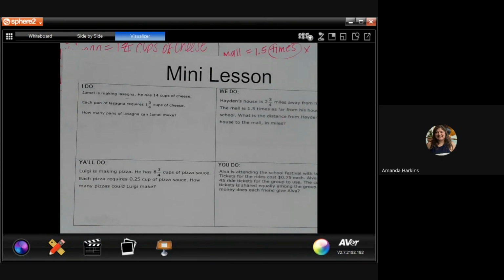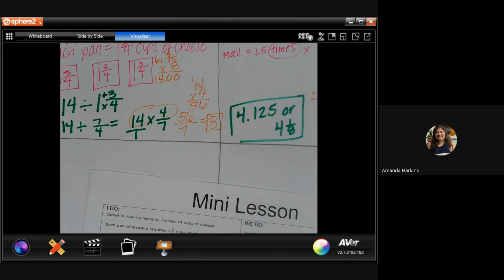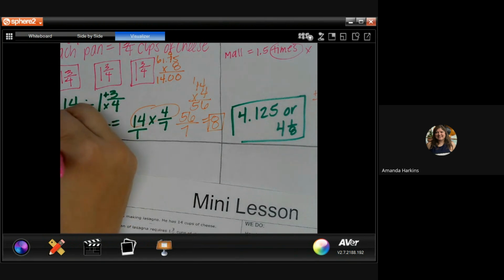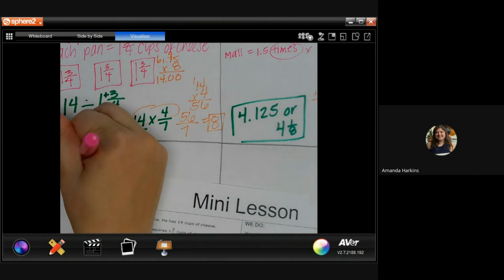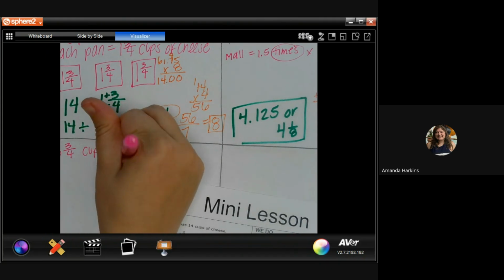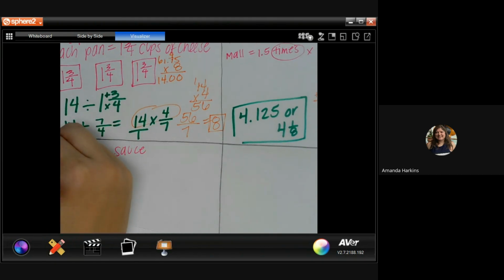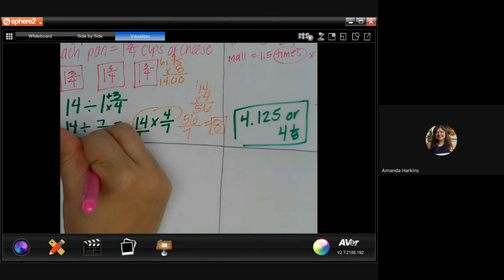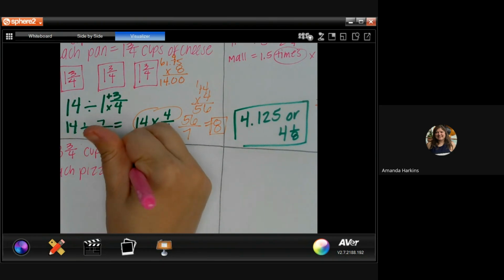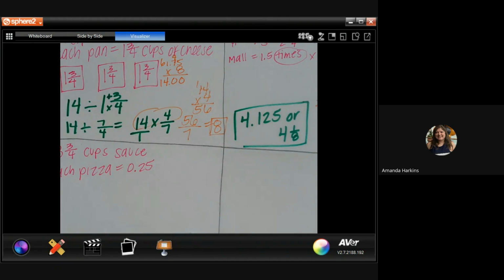Luigi is making pizza. He has 8 3/4 cups of pizza sauce. Each pizza requires 0.25 cups of pizza sauce. How many pizzas could Luigi make? So let's go ahead and analyze it. We know we have 8 3/4 cups of sauce. We know that each pizza is going to have 1/4 of sauce.